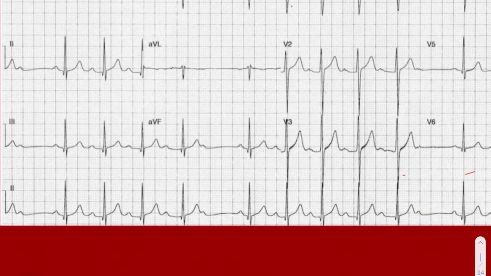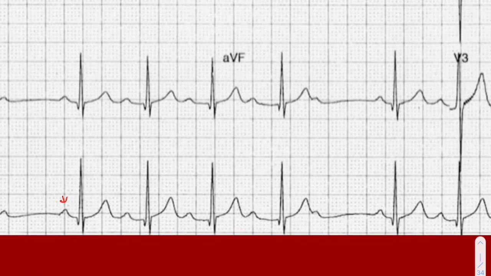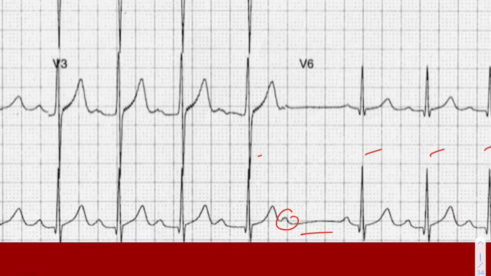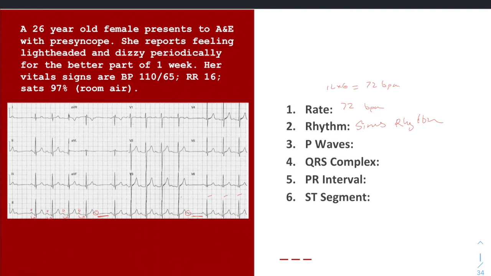P waves, are they present? And we're looking to see, yes, this is a P wave, yes, that's a P wave, yes, that's a P wave, yes, that's a P wave. And you're seeing these ones are all followed by QRS complexes, so we are happy with that. This is a P wave as well, but you're seeing that there's no QRS behind it, and you might see the same pattern happening again here with no QRS. So that's a clue as to what we're looking at. So we do have P waves, but not all of them are followed by a QRS complex, so keep that in mind.